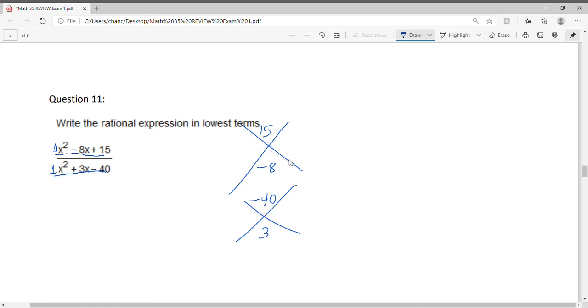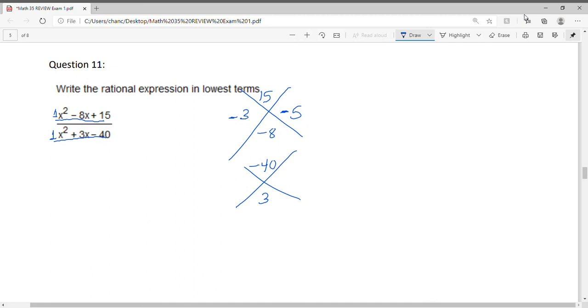So what two numbers multiply to get 15 but add up to -8? That's -3 and -5. And the two numbers that multiply to get -40 but add up to get 3 are +8 and -5. So make sure you're careful with the sign. 8 plus -5 gives us 3, and 8 times -5 does give us -40.